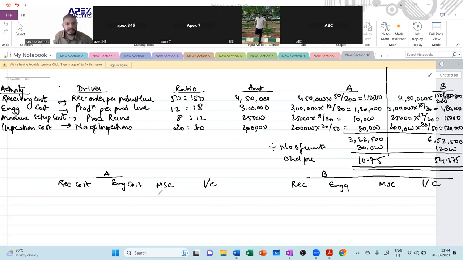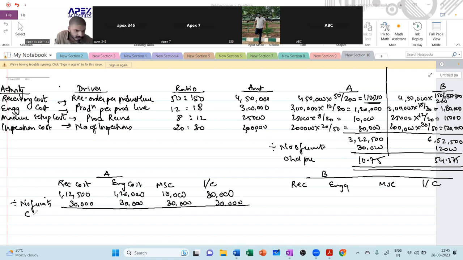What is the receiving cost as far as A is concerned? It's 1,12,500. What is the engineering cost? It is 1,20,000. What is the machine setup cost? It is 10,000. And what is the inspection cost? It is 80,000. Right? How many units are there as far as A is concerned? Everywhere your answer comes to 30,000. Please be careful. We have to achieve something very interesting over there.